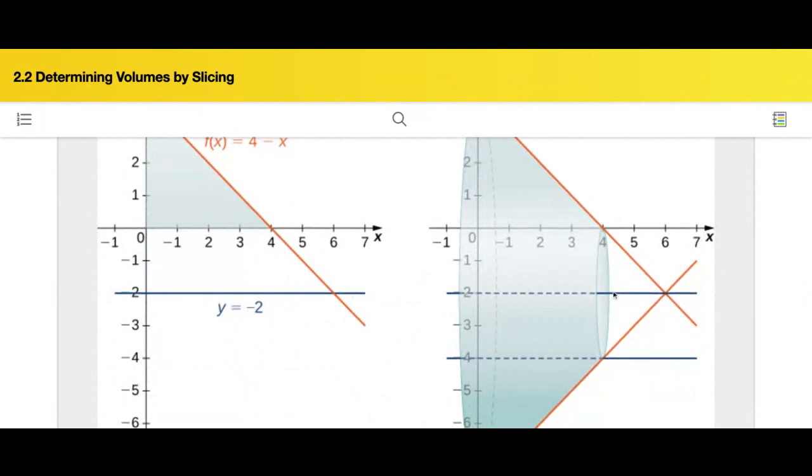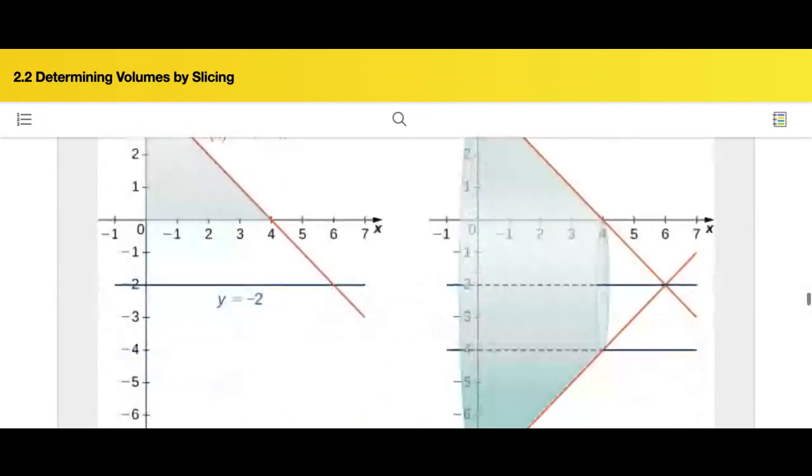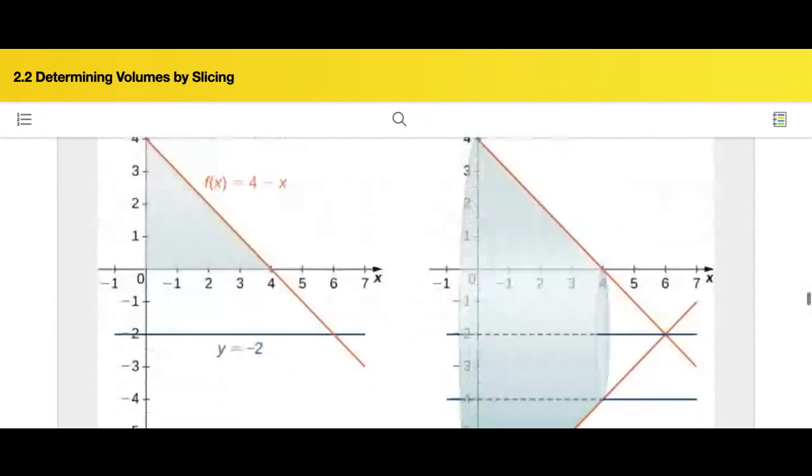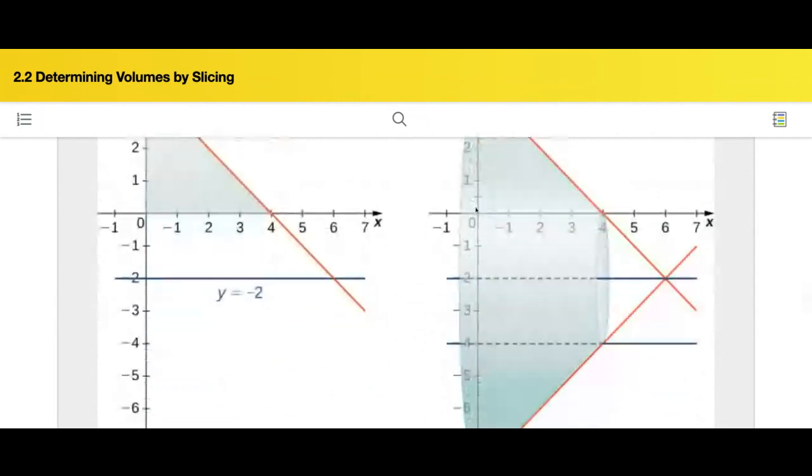So y equals -2 is a line of symmetry. When we rotate, from 0 to -4, look at the y value on the y-axis, from 0 to 4, the inside is a cylinder. It's a cylinder, so that's the hollow part of this object.